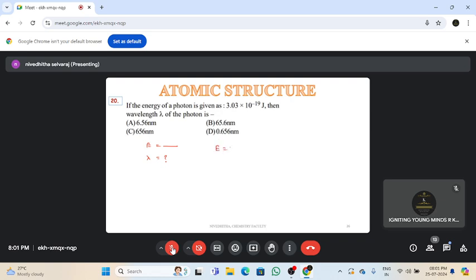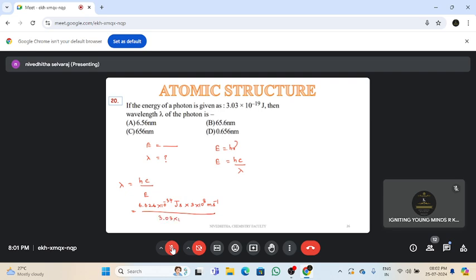E is equal to h nu. So frequency can be written as c by lambda, right? And they're asking us to calculate the lambda. So lambda is equal to hc by E. So what is the value of Planck's constant? 6.626 into 10 to the power of minus 34 joule second. And what is the value of c, which is the velocity of light? 3 into 10 power 8 meter per second, divided by what is the value of energy?